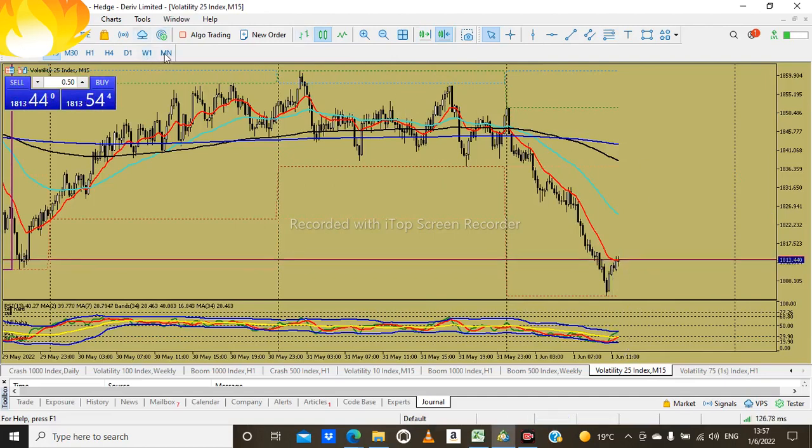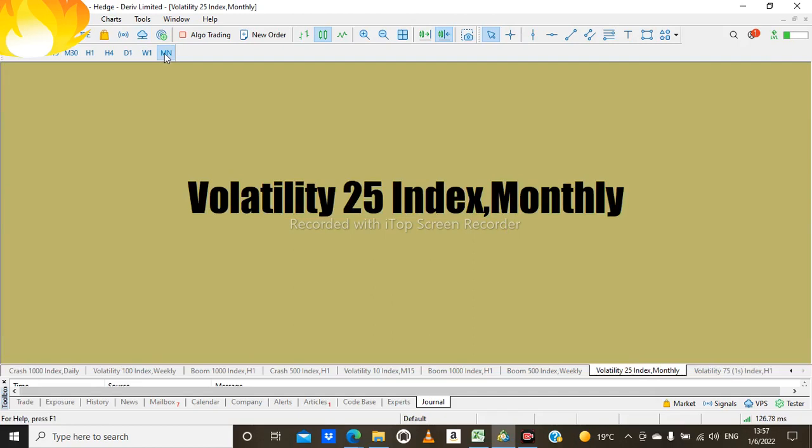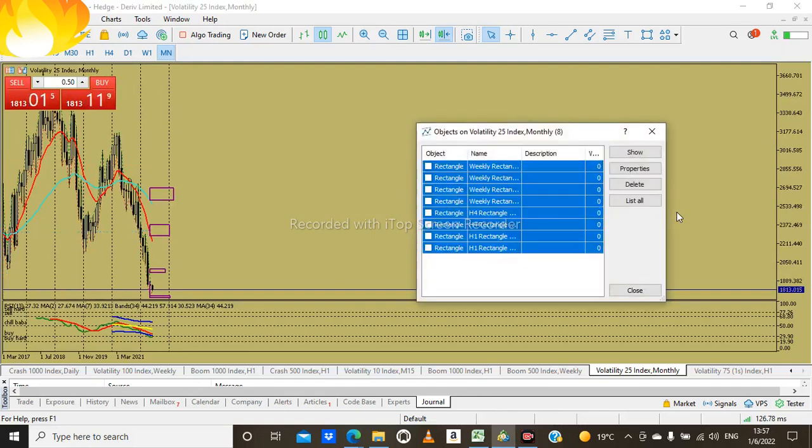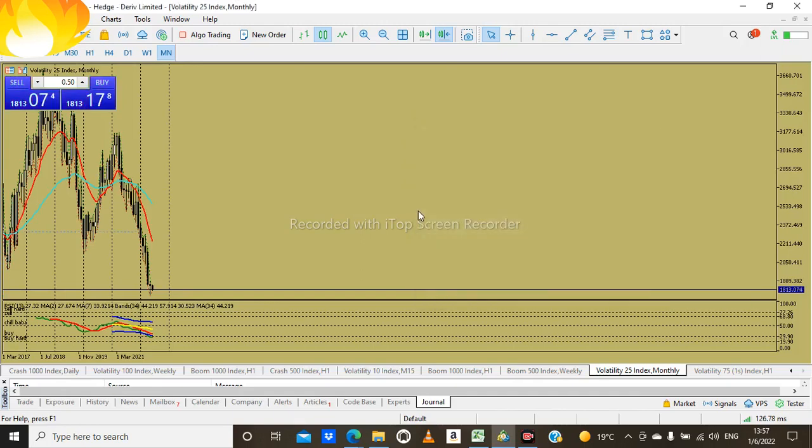Okay, I don't want to mess this up. So let's go on V25. We start on the monthly time frame, then we go down to the daily. I just want to remove what I've done before so that it doesn't cloud my judgment. Okay, so this is what we have for V25 on the monthly time frame.